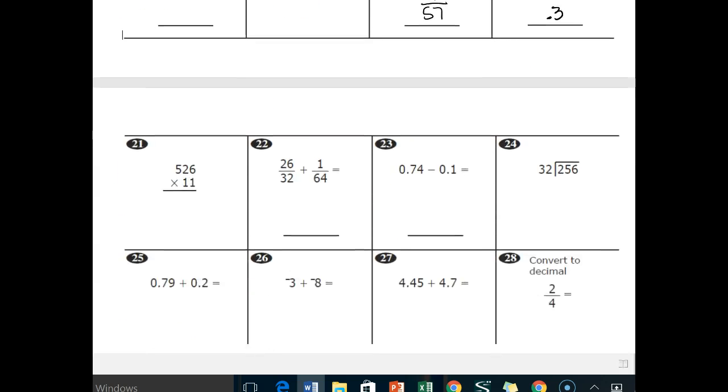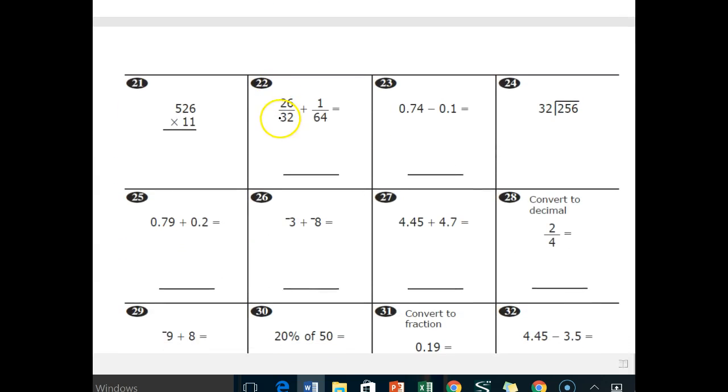Backside. Problem like number 22. To multiply 32 times 2 and 26 times 2. Doing that gets us common denominators. So this gives us 52/64 plus 1/64, which gives us our answer of 53/64. Problems like 23 and 25, make sure you line up your decimals. 0.1, you can add in a 0, subtracting on that one. 0.2, you can add in a 0, you're adding on that one.